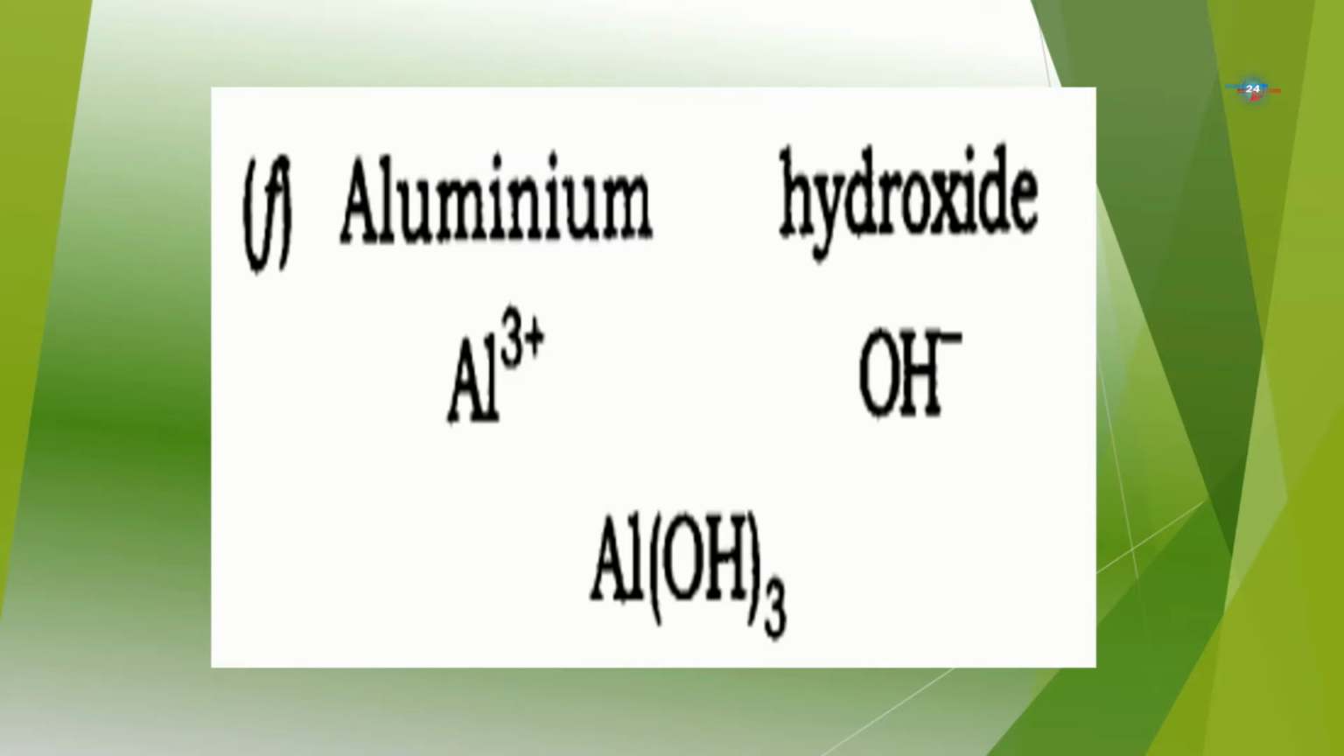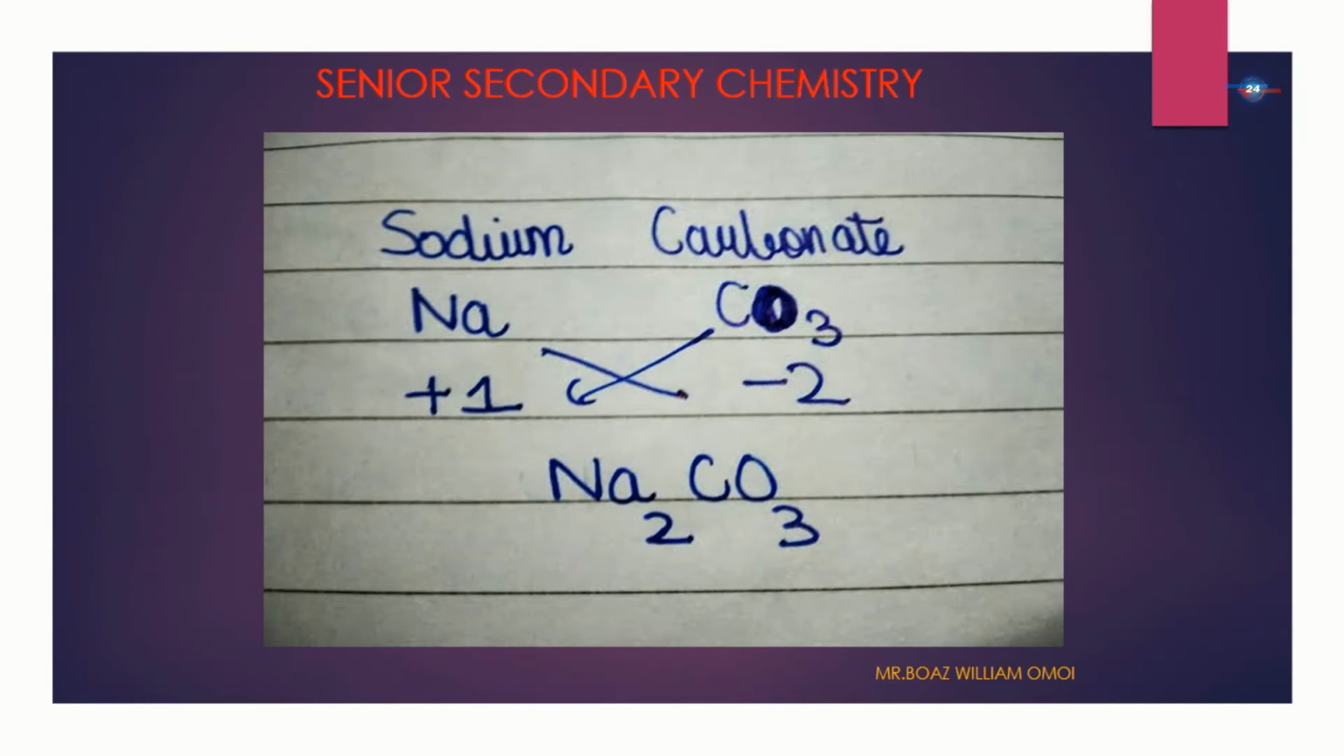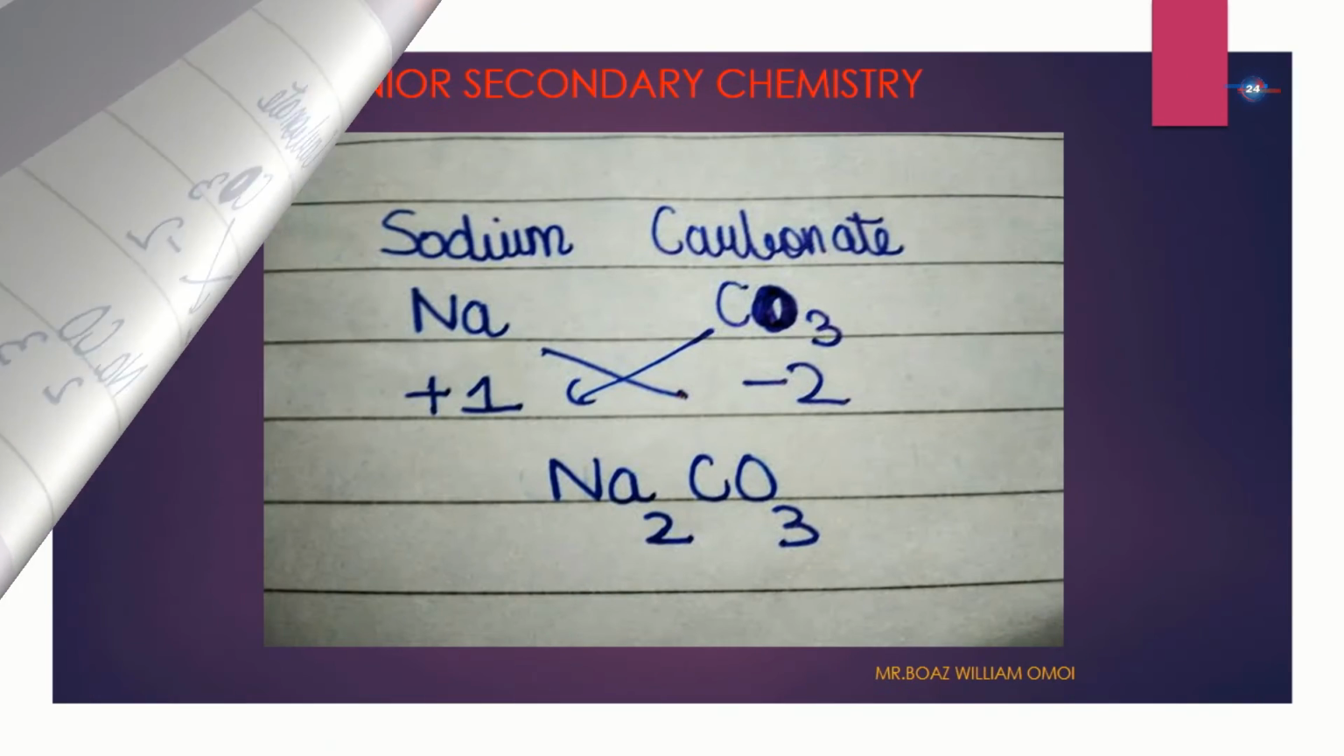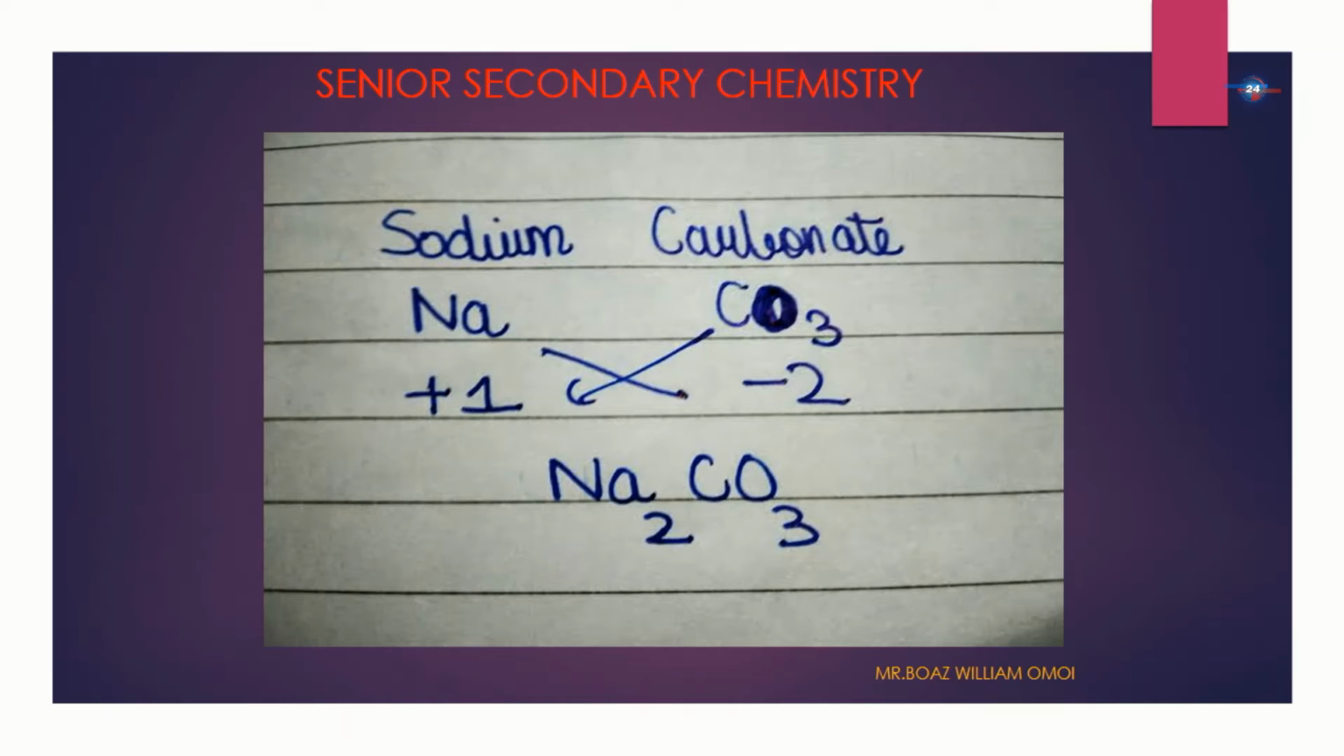Very, very important. In our last class, I gave you the example of sodium carbonate, and I want us to do it again. Sodium has a valency of 1 and the carbonate radical has a valency of 2. When you interchange the two numbers, you swap 2 and 1, you get sodium carbonate as Na2CO3. Very, very important. Most students write sodium carbonate and forget to put that 2 in there, because that 2 comes from the valency of the carbonate radical.